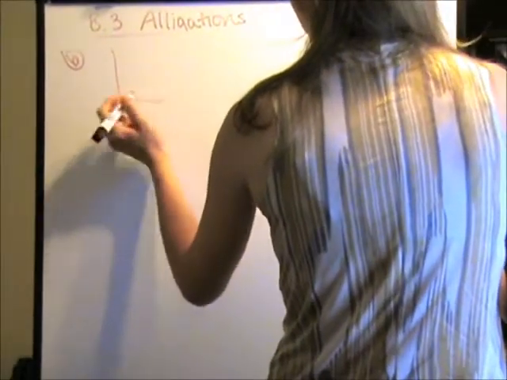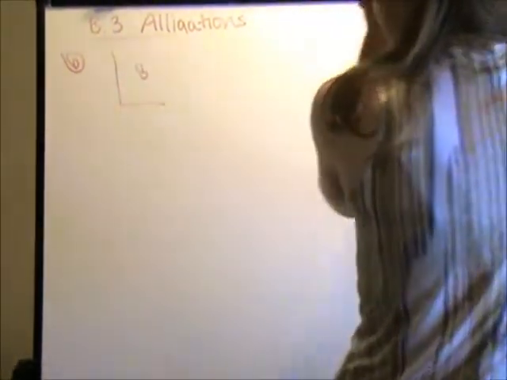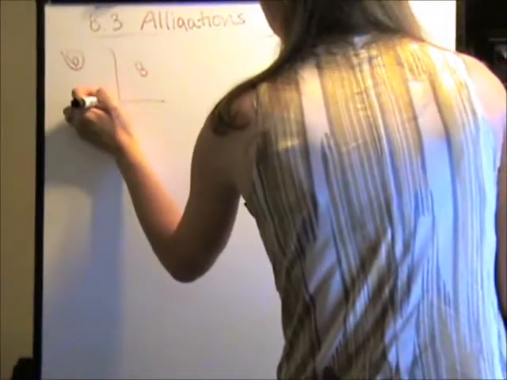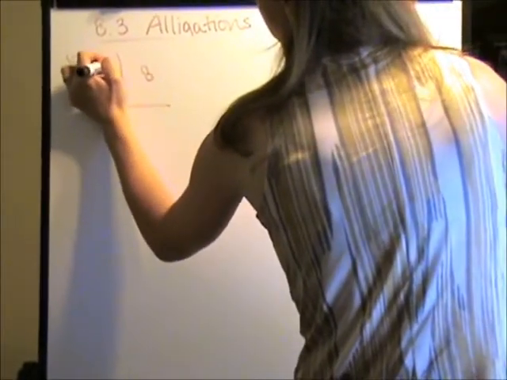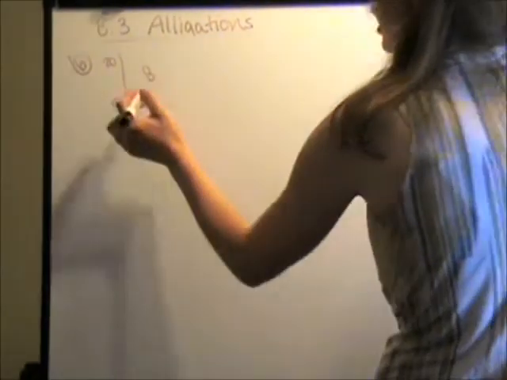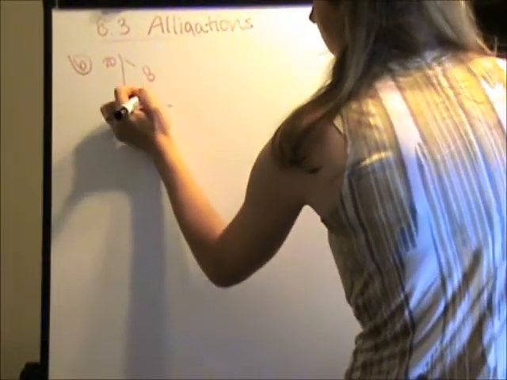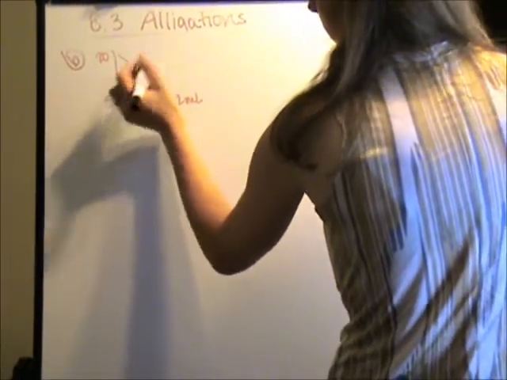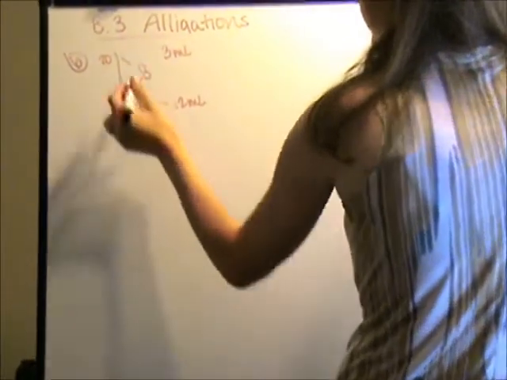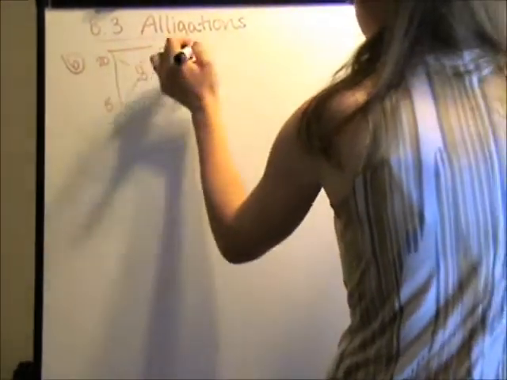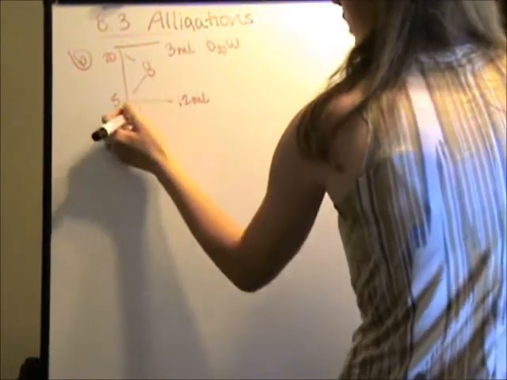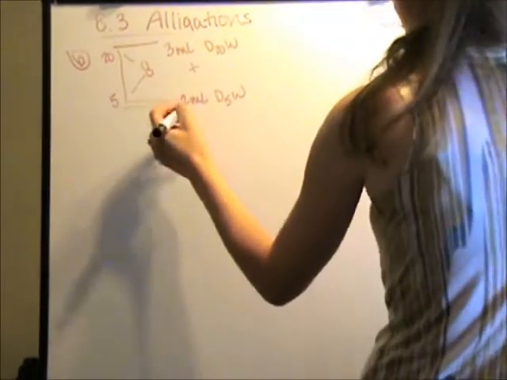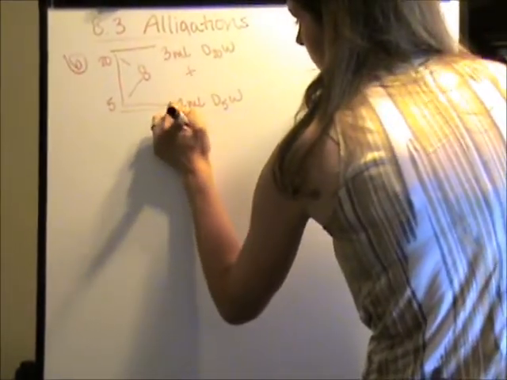Okay, so setting up our box, we know that the desired concentration is 8%, and the two percentages they're giving us to work with are dextrose 5 and dextrose 20. 20 is the bigger number, so it's always going to go on top. So we're going to take 20 minus 8, and that gives us 12 ml, and then 8 minus 5, and that gives us 3 ml. So carrying that across, 3 ml of dextrose 20 in water, carrying that across, 12 ml of dextrose 5 in water. Don't forget to add these two together. It's going to come to 15 ml total.